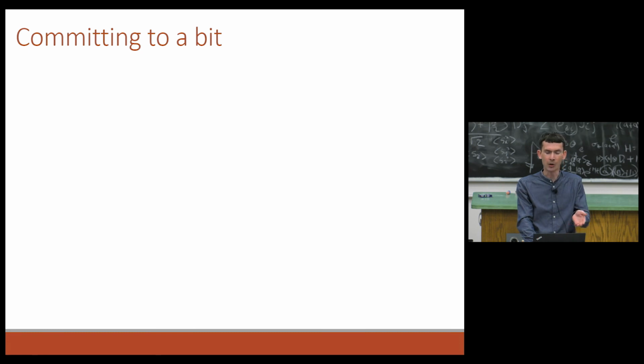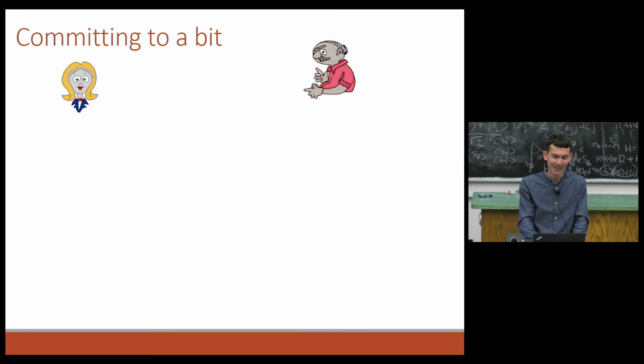So the setup is like this. Now we're into crypto land. There's going to be Alice and Bob. So here's Alice, here's Bob. And Bob has a bit. And I'd like Bob to commit to this bit, in the sense that I don't want him to change his mind about it later without revealing information about it.